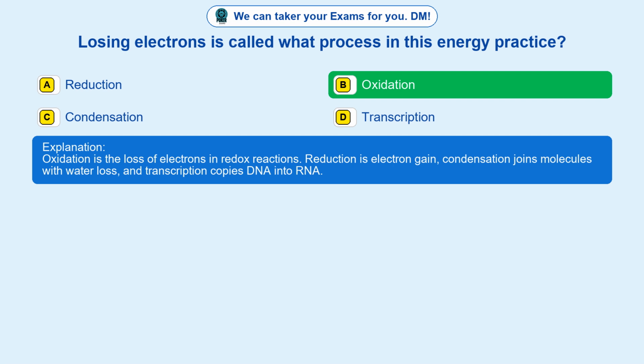Oxidation is the loss of electrons in redox reactions. Reduction is electron gain, condensation joins molecules with water loss, and transcription copies DNA into RNA.